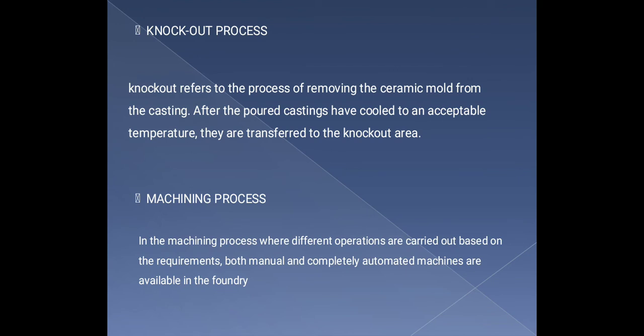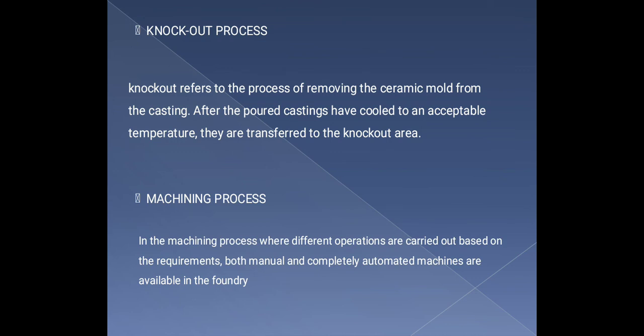Knockout process. Knockout refers to the procedure of removing the sand mold from the casting. Once the cool down period is over, the molding box which contains the mold casting is transferred to the knockout area, where in the knockout facility the molding box is vibrated, which loosens the sand of the mold and removes it from the casting. Then excess material like sprue, risers, runner bar, and gates are removed in the knockout process.